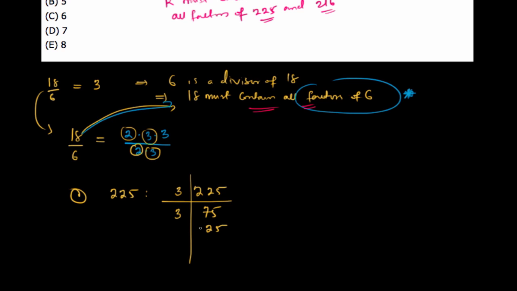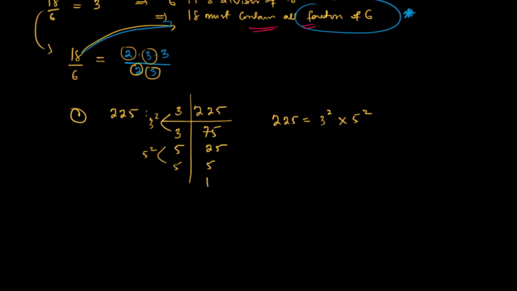Then 3 can't go anymore, so we go to 4. 4 also can't divide 25. Then we go to 5. 5 in 25 gives you 5, and 5 in 5 gives you 1. So this is 3 squared, and this is 5 squared. That implies that 225 can be written as 3 squared times 5 squared. This is the prime factorization of 225.